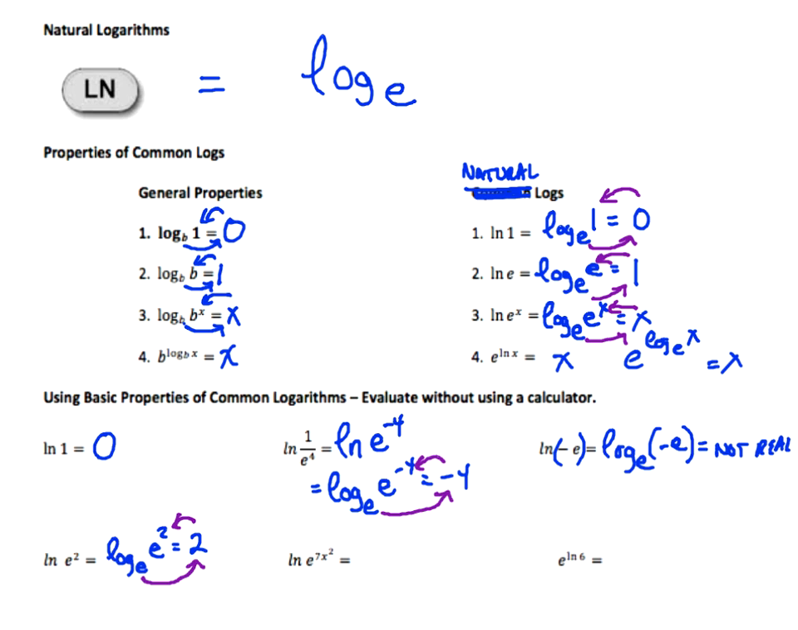And the ln of e raised to the 7x squared, that's the same thing as log base e of e to the 7x squared. That has to be 7x squared, because e raised to the 7x squared has got to be e to the 7x squared. And finally, e raised to the ln of 6 is the same thing as e raised to the log base e of 6. Well, that's got to be 6.